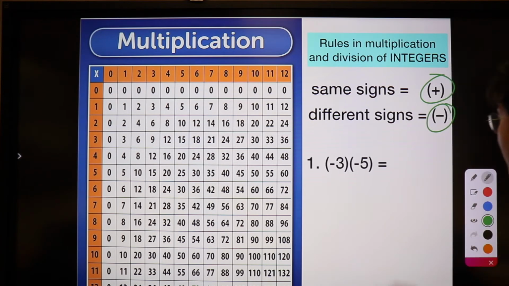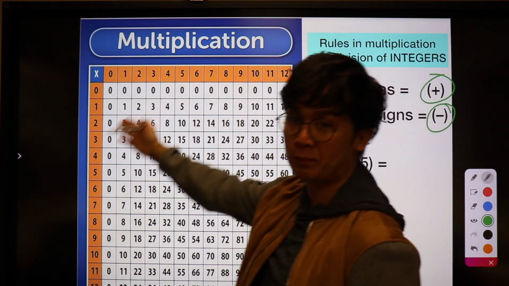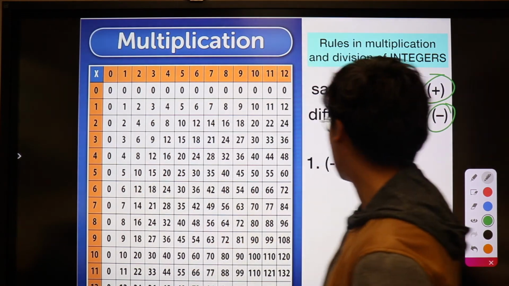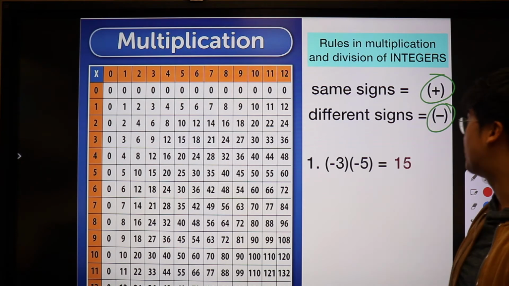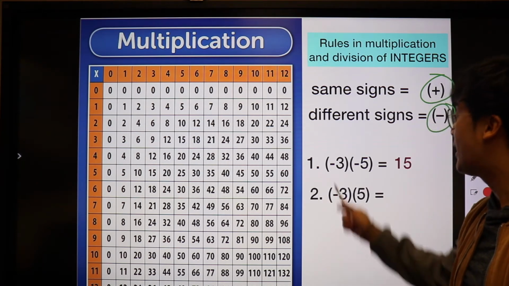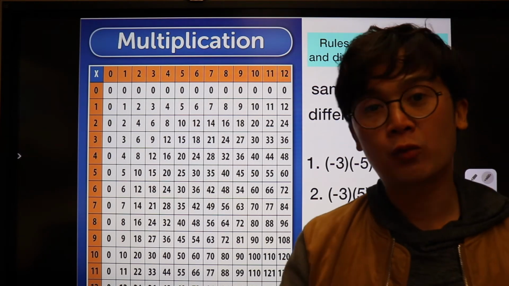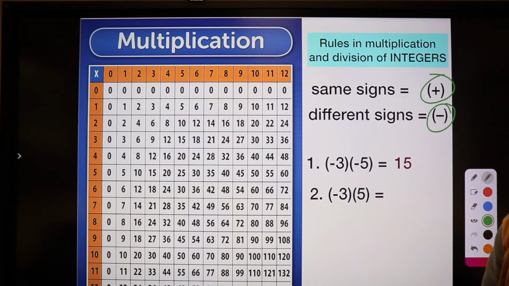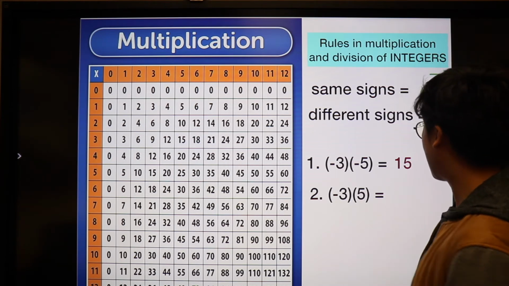So let's say we have negative 3 times negative 5. It means that your sign will be positive, and then of course you will multiply using the multiplication table that you should know by now. Negative 3 times negative 5 is a positive result, and it's going to be 15. And if we're multiplying negative 3 and 5, it may look similar, but the result will be different because now you apply the rule of multiplying integers, which means your answer for number 2 will be negative, negative 15.